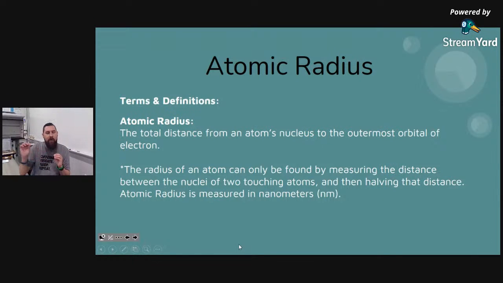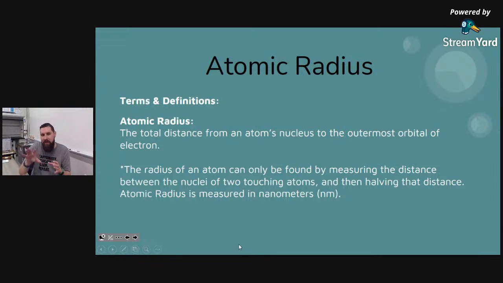So atomic radius, by definition, is the total distance from an atom's nucleus, the center of that nucleus, to the outermost orbital of an electron. When we talk about an atom, the predominant model used in high school is the Bohr model, or planetary model, where you've got the nucleus and then rings of electrons like they're in orbit around that nucleus. In college and in advanced chemistry, you will talk about the quantum mechanical model.